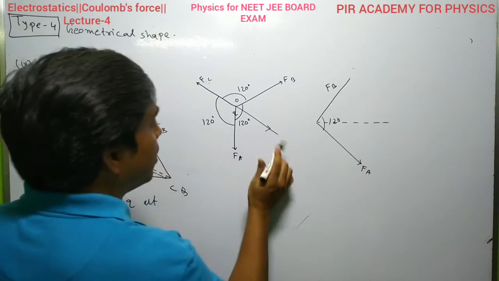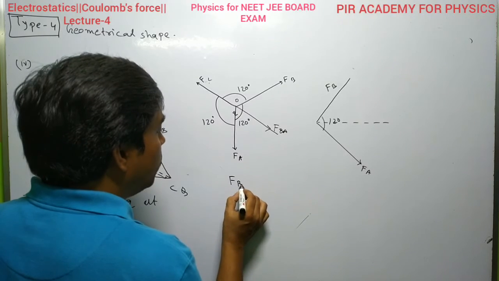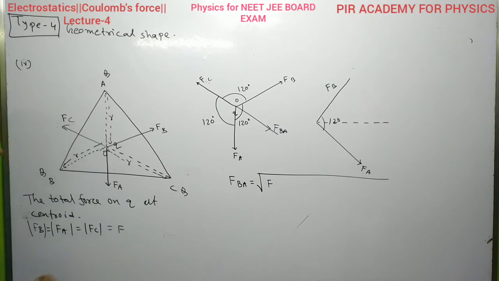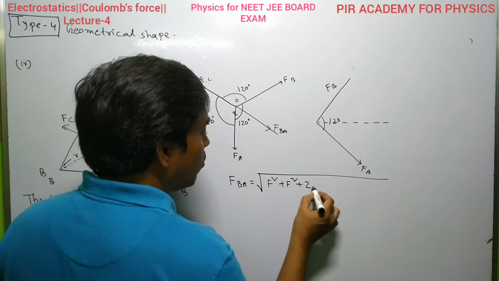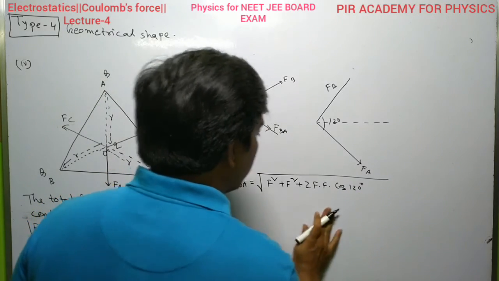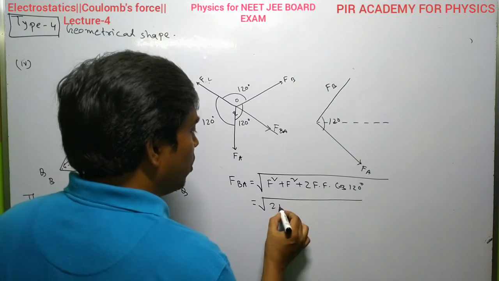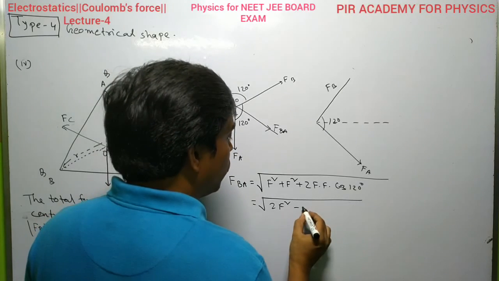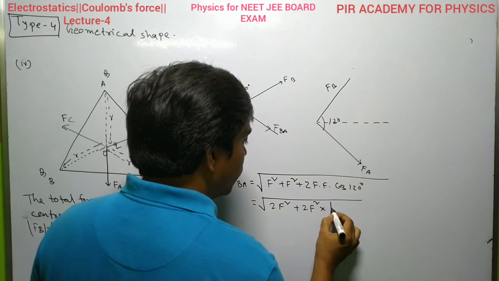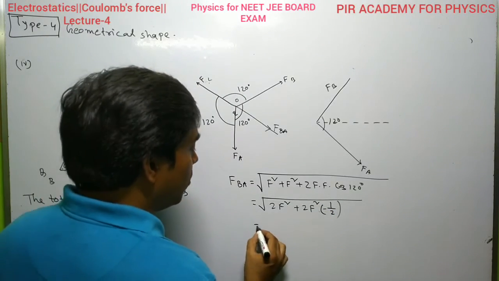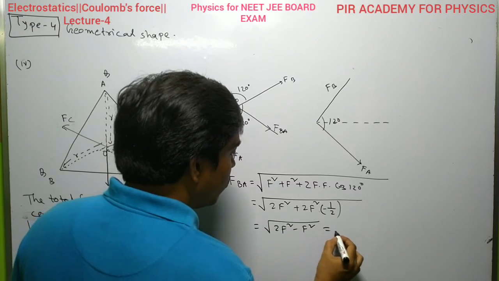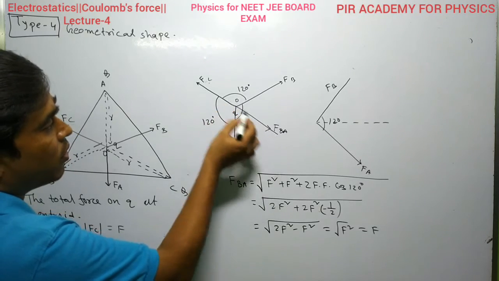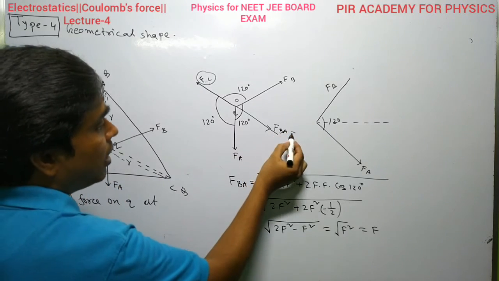So suppose this resultant is F of BA. F of BA will be root over, all the magnitudes being the same, suppose each is F, F square plus F square plus 2F square into cos 120 degrees. Cos 120 is minus half, so it will be root over 2F square minus F square, root over F square, so it will be F. The direction must be opposite to the direction of the force FC.